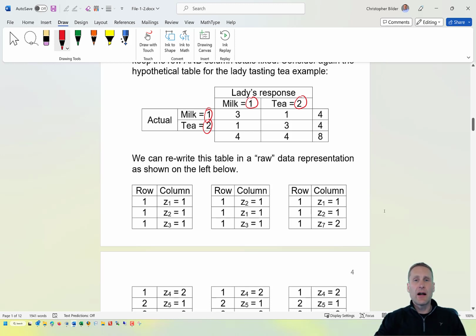Then the second column would be the second free throw attempt, made or missed. And we have the same number of rows in this raw data format as the number of free throw pairs that were shot. Let's put the lady tasting tea data into that raw format.